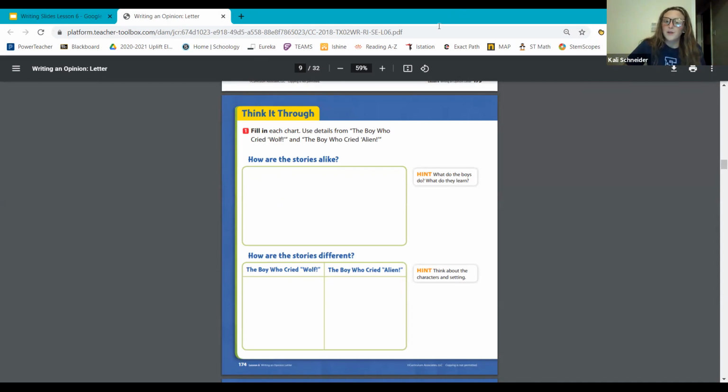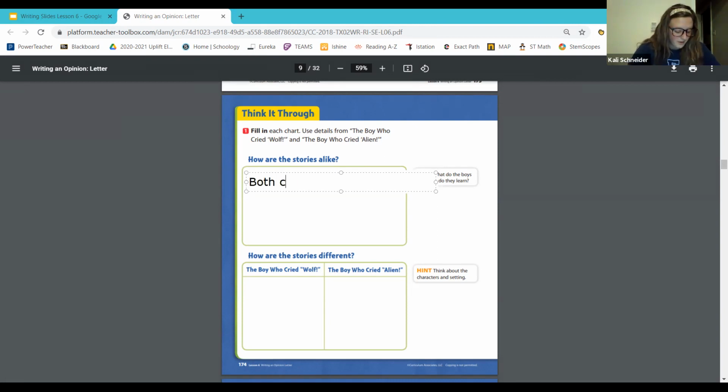So the first thing that we're gonna do is think about how are the stories alike? What do the boys do and what do they learn? So they had a very similar plot line. It was just in different settings and different things that they were seeing. So I want us to think about that and get your pencil ready so we can brainstorm this together. So one of the first things I obviously know is that both of them, the characters were both little boys.